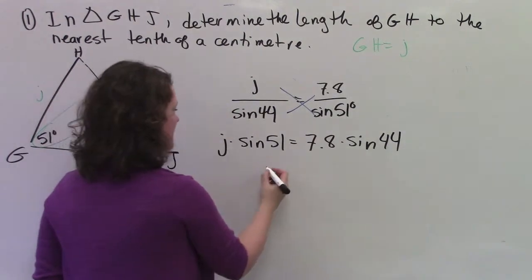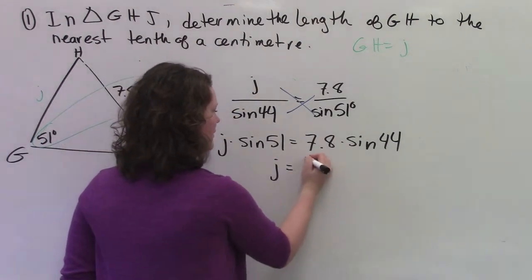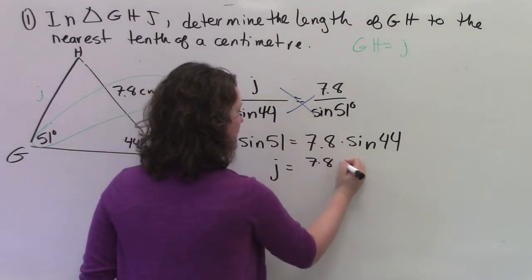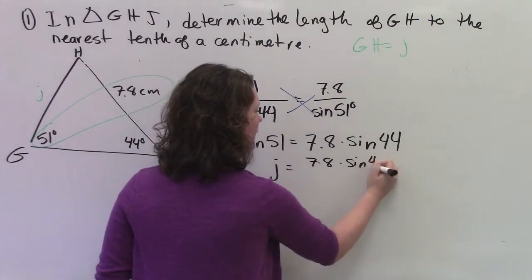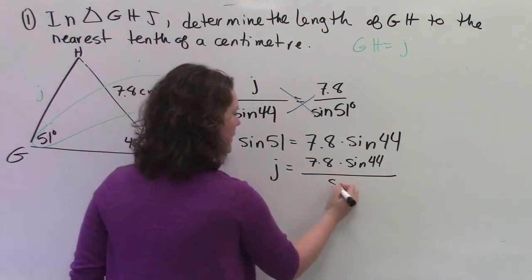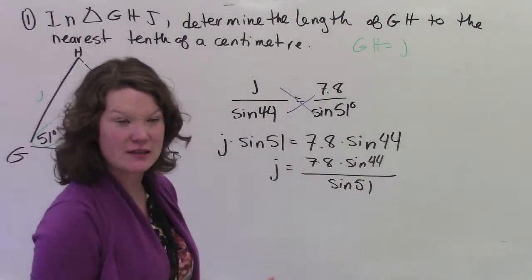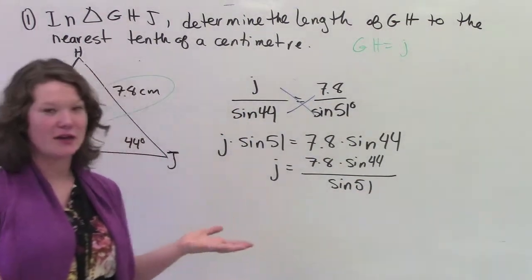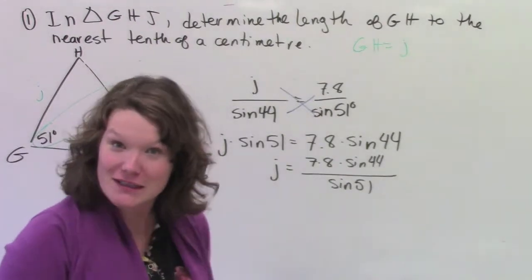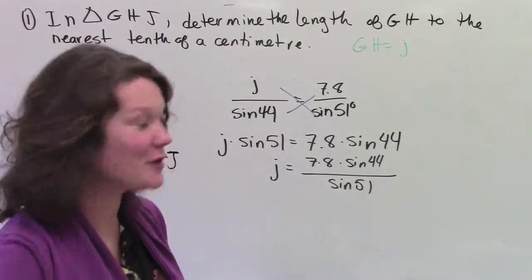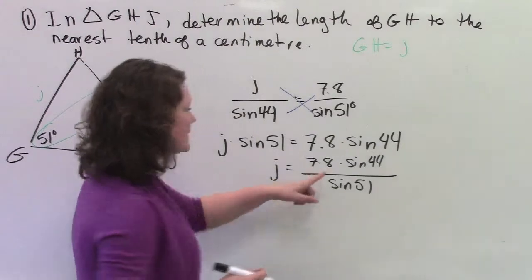Divide both sides by sine of 51. J equals 7.8 times sine of 44 divided by sine of 51. You're going to look at this and say, but Mrs. Woodyard, we have to use our calculator. Yes, on this test there's going to be a calculator portion. So we're going to plunk this into our calculator.